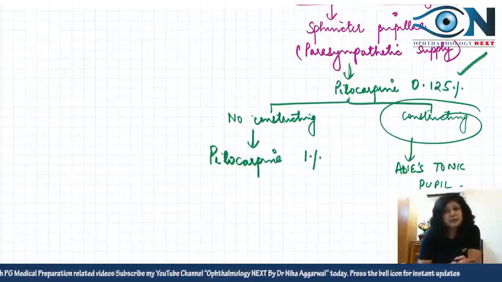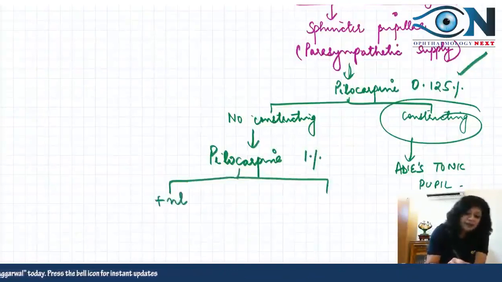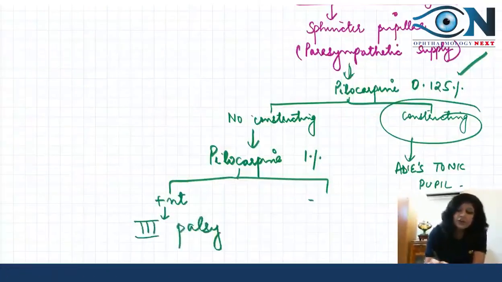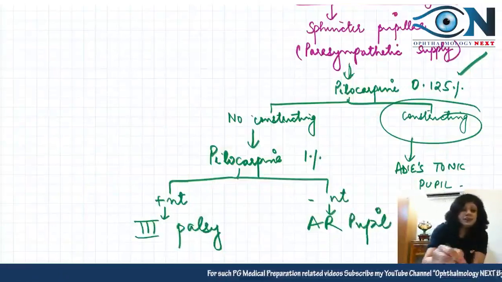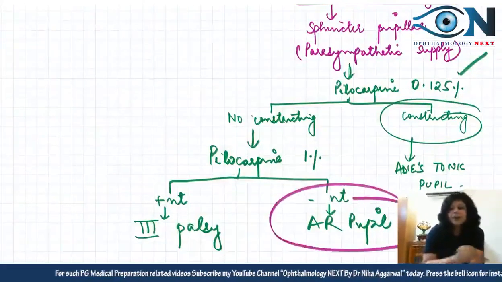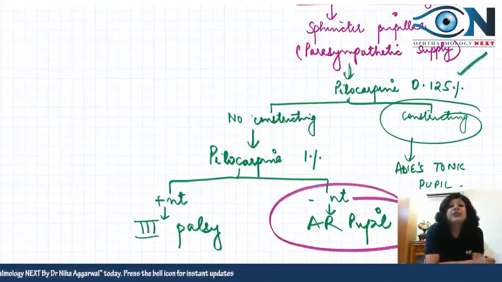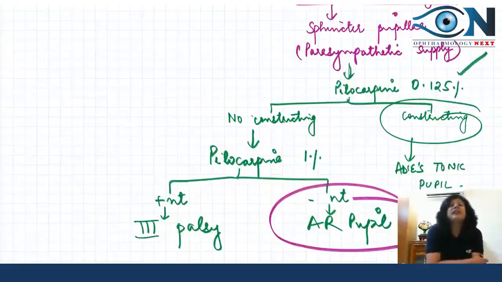Give pilocarpine 1%. Now again see the constriction. If it is present, then it is the third nerve palsy, and if it is not present, then it is your Adie's pupil. So if you see here, your option of Adie's pupil is again under the lighted conditions. Bilateral constricted pupil, irregular pupil, you get in cases of Adie's pupil, and that will show the anisocoria that will increase under the lighted conditions and not the dark conditions.